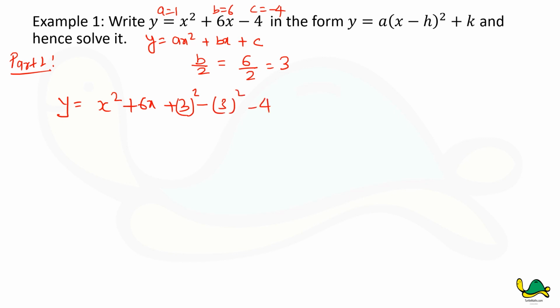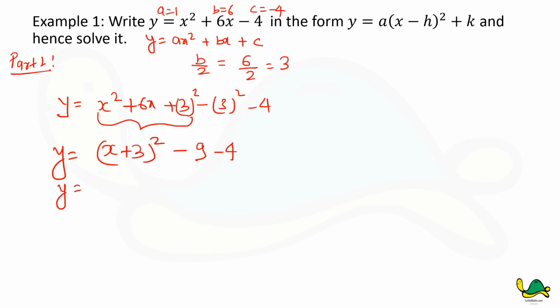from the function. Now adding 3² and subtracting 3² has no effect on the given function because I am adding the same quantity and I am subtracting it, so it will actually nullify each other. But when I write it like this, I can rewrite it as (x + 3)². And now you have minus 3² which is minus 9, minus 4, which will give you y equals (x + 3)² − 13.